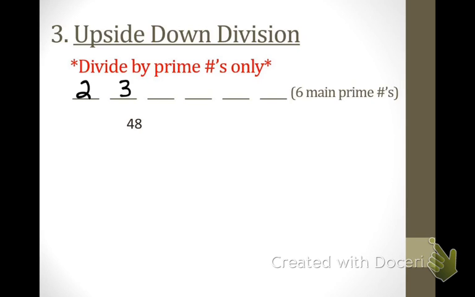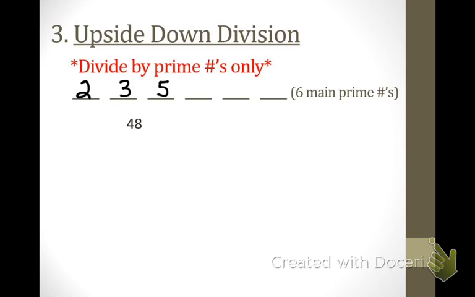Is that prime or composite? It's composite. Why is it composite? You can multiply 2 times 2 to equal 4. Let's go with a 5. Prime or composite? Prime. Why is it prime? It's 1 times 5. You can only multiply 1 times 5 and get a 5. I cannot multiply 2 times something or 3 times something or 4 times something and get a 5. That means 5 is a prime number.